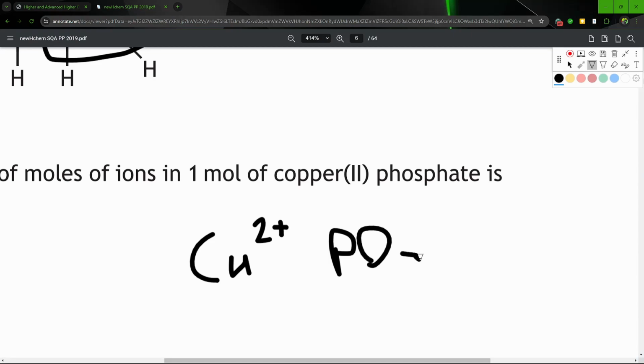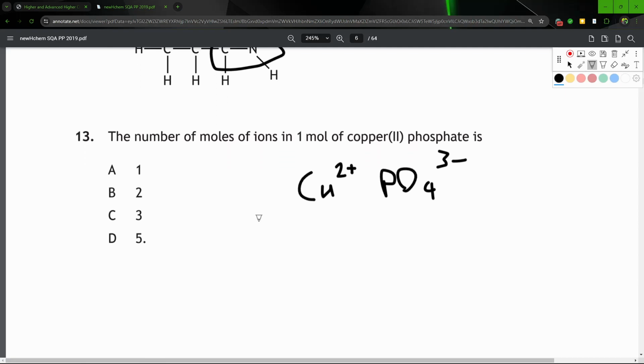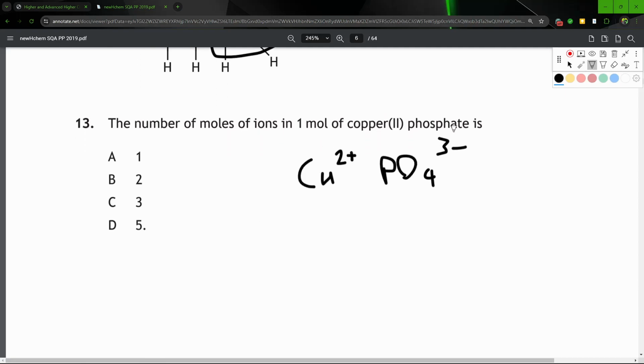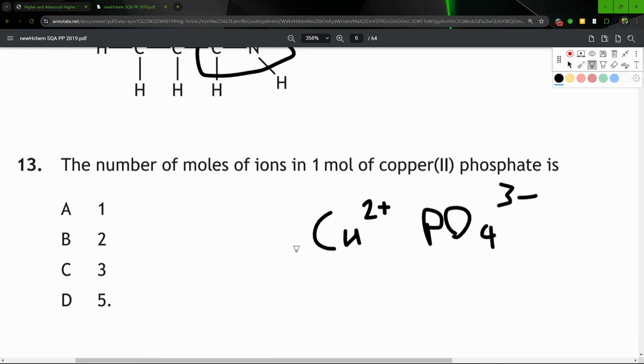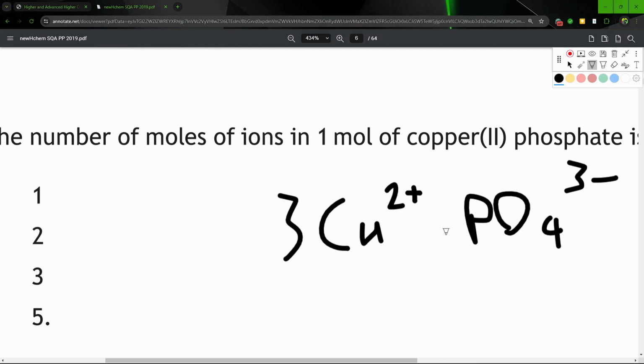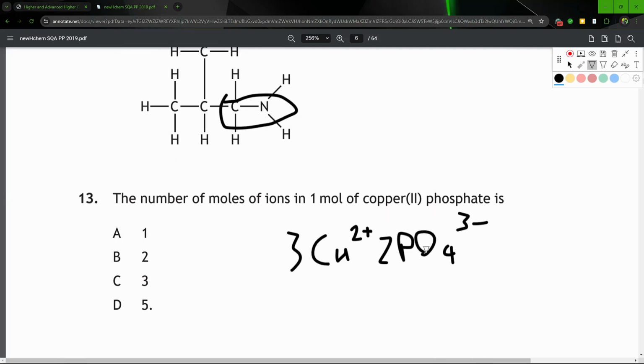So that means that it's 0.4. That means that if we want to create this ionic molecule here, we'd have to have 3. The molar ratio must be 3 to 2, so they create a neutral molecule. Okay, so that's all well and good. That means that 1 mole of this ionic molecule must contain 3 moles of copper and 2 moles of phosphate, which means 2 plus 3 is 5, or D.